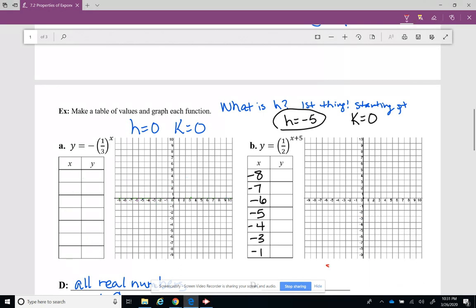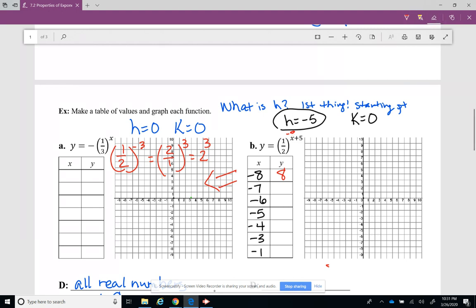All right, I'm going to do my work over here to the left. So I'm going to plug in a negative 8. I'm writing in red. Negative 8 plus 5 is negative 3. So if I have 1/2 to the negative 3, I'm going to flip the 1 and the 2, make it 2 over 1, and now that negative 3 just became a positive 3. So 2 cubed. That's 2 times 2 times 2, which is 8.